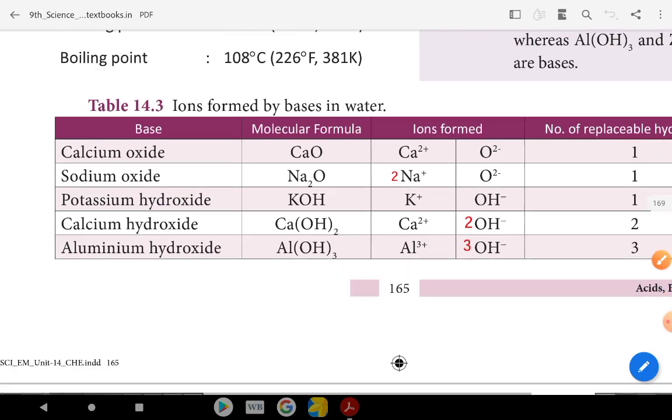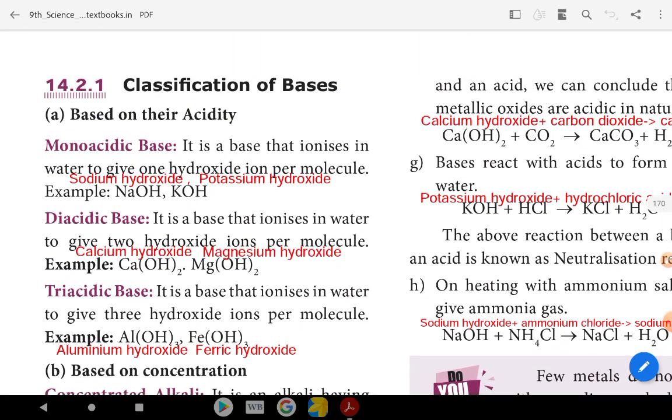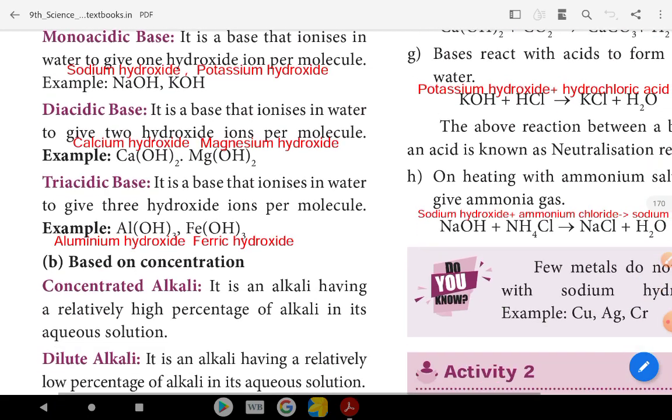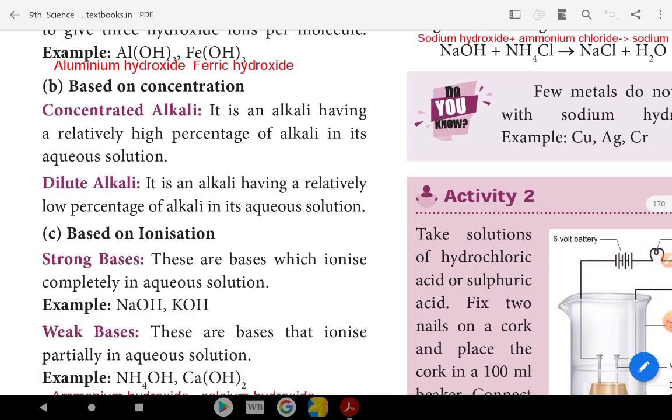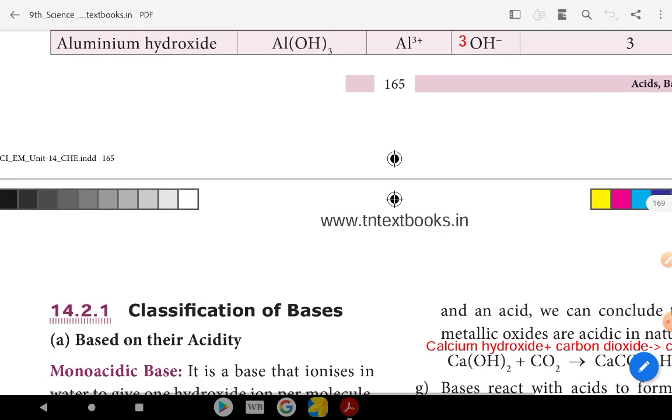Okay, children, let's go on. Then you have the classification of bases. The classification of bases, and then it goes on, and I'm going to stop here, and I will continue it in the next video. Thank you, children.